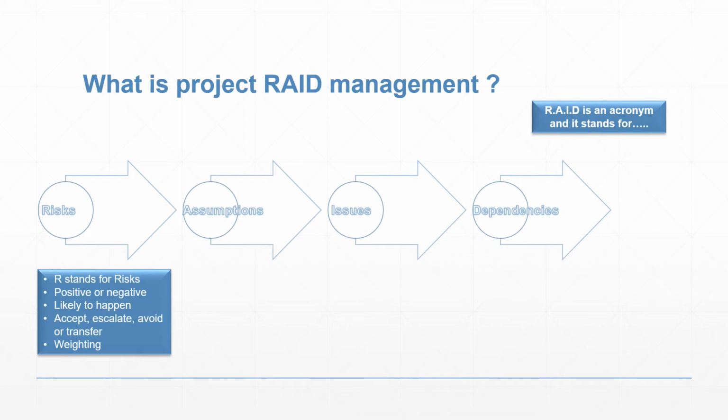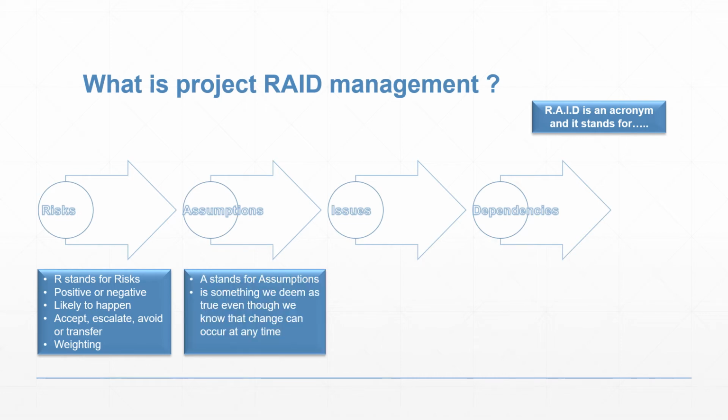So these are things that you've identified and you understand what kind of risk it is going to bring to the project. Is it a positive risk or is it a negative risk? Once you've identified the risk, the next thing is to decide whether you're going to accept it, escalate it, avoid it, or transfer it. But we'll look at that in more detail when we come to how we manage these items. And then the other thing about risk is that you want to give it some level of weighting so you can get a sense of how it will be managed.